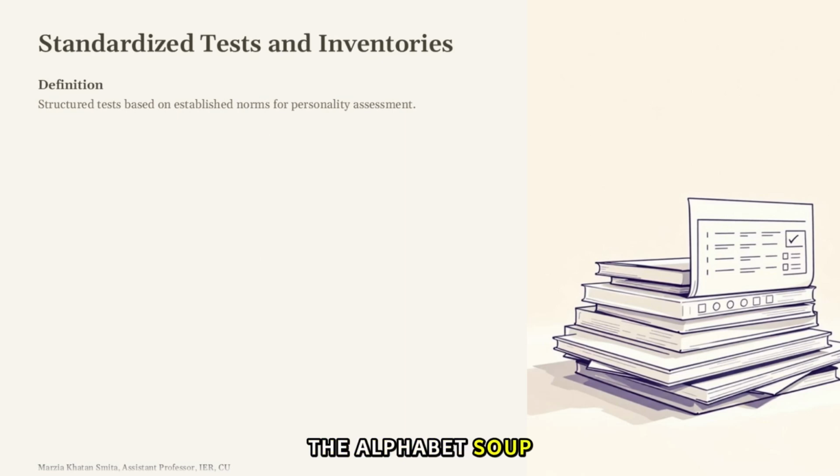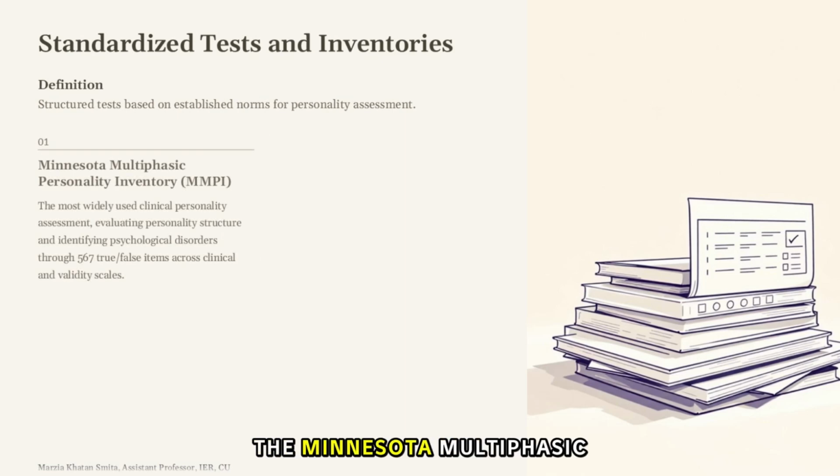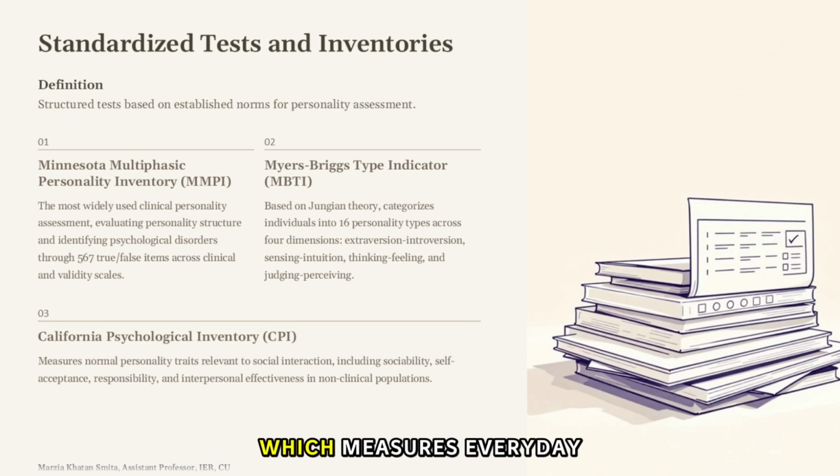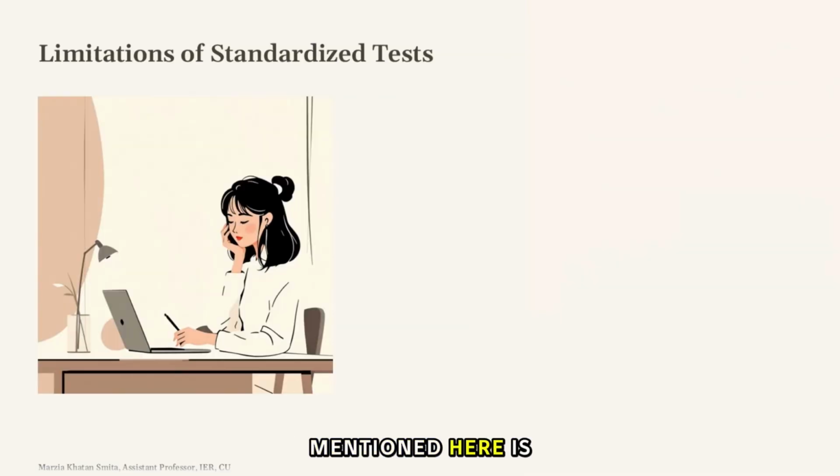So the crucial point is really understanding which test does what. Let's break down the alphabet soup here. First is the MMPI, the Minnesota Multiphasic Personality Inventory. It is the most widely used clinical assessment out there, using a staggering 567 true or false items to identify psychological disorders. I mean, can you imagine sitting through all of that? Then there's the famous MBTI, the Myers-Briggs Type Indicator. You've probably heard of this one. It's based on Jungian theory and sorts you into one of 16 personality types across dimensions like extroversion and introversion. And finally, the CPI, the California Psychological Inventory, which measures everyday, normal personality traits relevant to social interaction, things like sociability and responsibility.